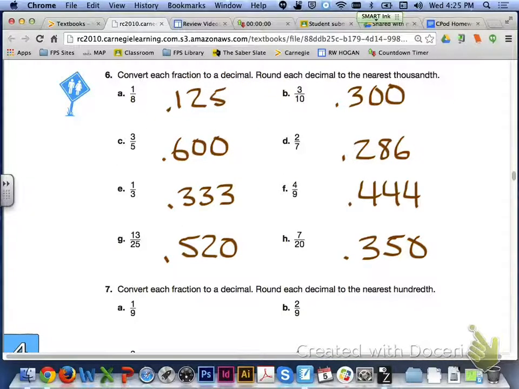Here are the rest of the answers then that you should have for number 6, B through H. Again, remember you were rounding to the nearest thousandth. So letter B, you should have 300 thousandths. Letter C, 600 thousandths. Letter D, 286 thousandths. Letter E, 333 thousandths. Letter F, 444 thousandths. Letter G, 520 thousandths. And letter H, 350 thousandths.